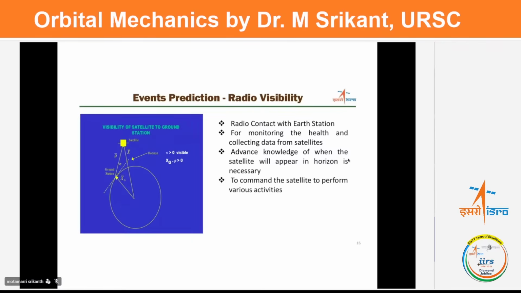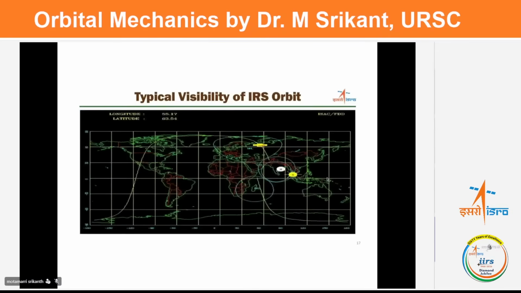from satellites. When we apply this constraint, we compute the station visibilities with respect to the particular satellite. And once visibility is available with the satellite, our ground station starts tracking, and we do the required mission operations with respect to that. So this is another typical visibility of the IIRS orbit.